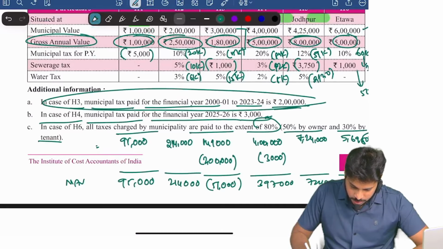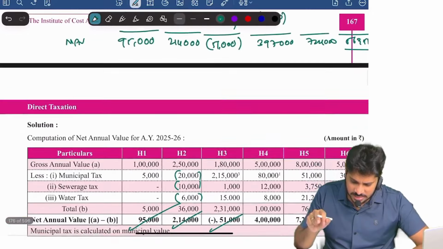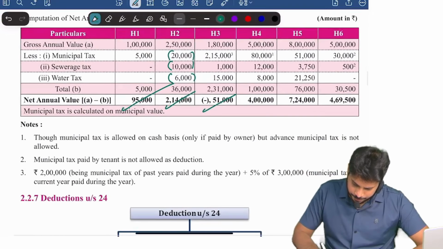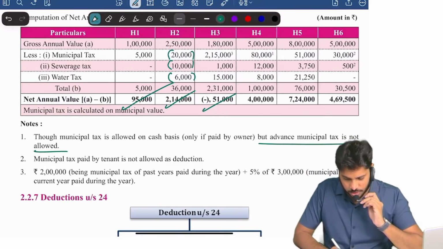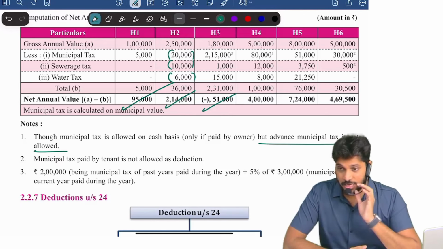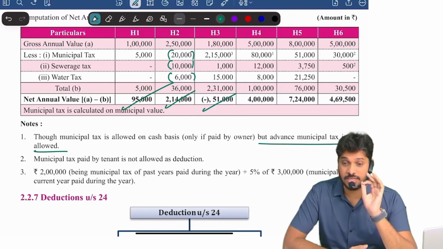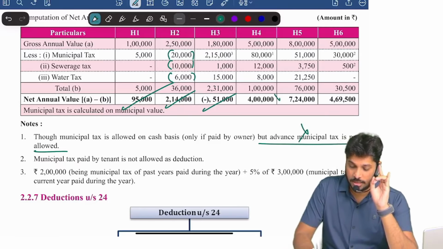House number 4, municipal tax paid for the financial year 25-26 is 3,000. I think I consider this as advance. But advance municipal tax is not allowed. That's wrong. Municipal tax is allowed as deduction on cash basis. It's not about advance or arrears. It doesn't matter to whichever it belongs to. You paid in advance, so this point is not correct.